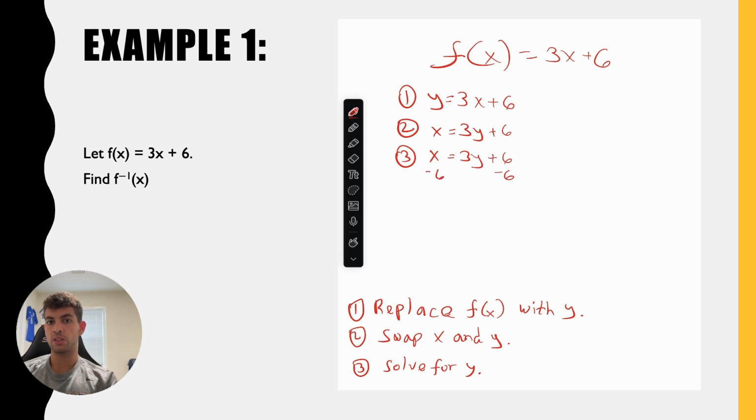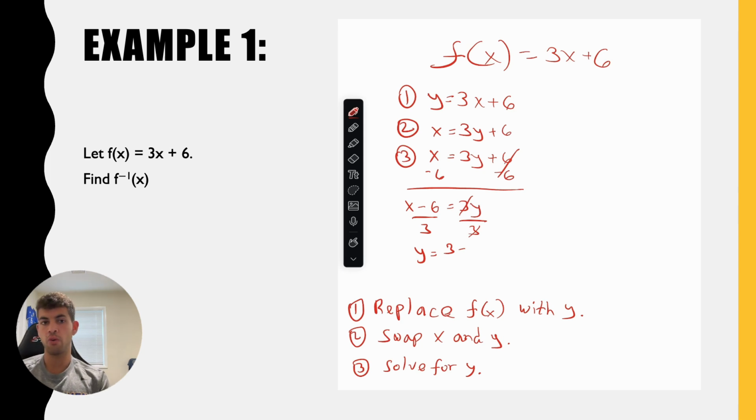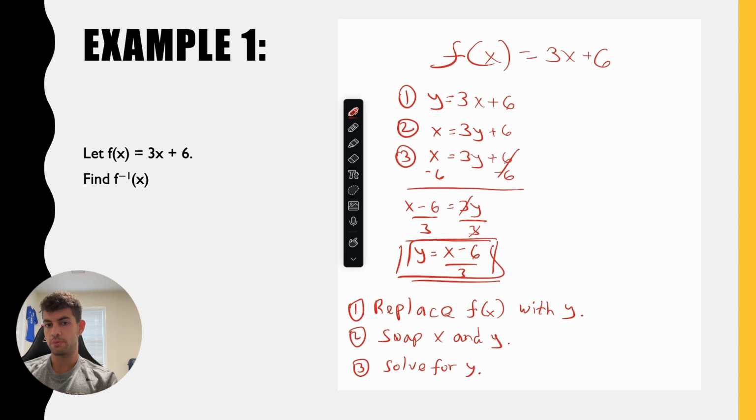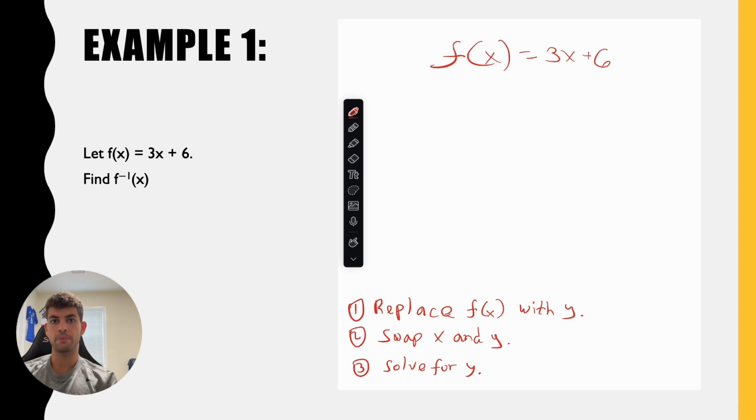I'm going to subtract 6 from both sides to cancel out the 6 on the right side of the equation. It gets me to x minus 6 equals 3y. Next, I'm going to divide both sides by 3 to get y alone. Once doing that, we get our final answer, which is y equals (x minus 6) divided by 3. Good? Okay, next one.